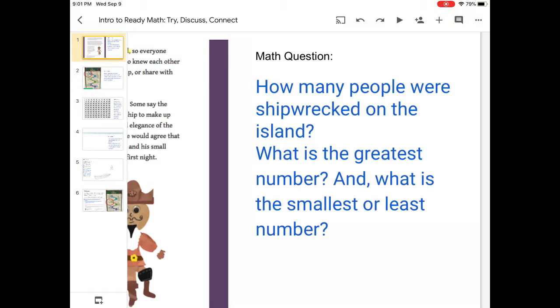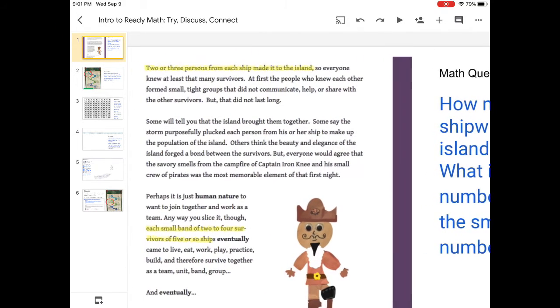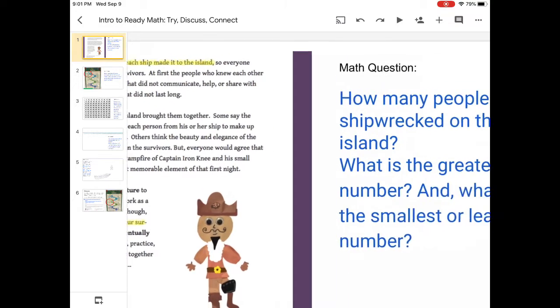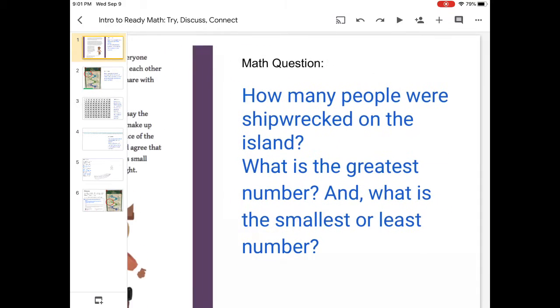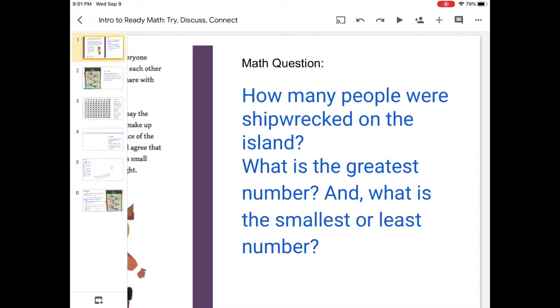What is the greatest number, and what could be the smallest or least number? So we don't know exactly how many people were shipwrecked on the island according to the text, but we do have some information here. Before we look at the information, the first thing we do with Ready Math is we think about what this question is all about. So what is the topic of this question? What is it asking us?